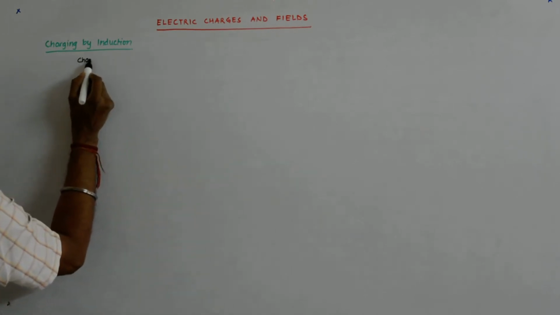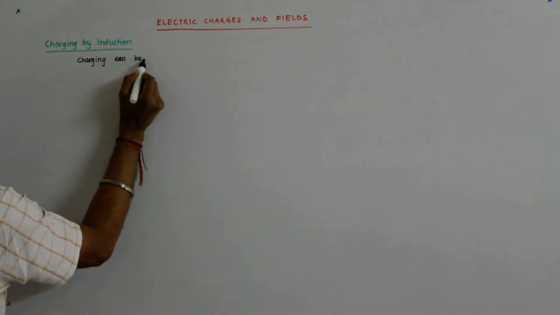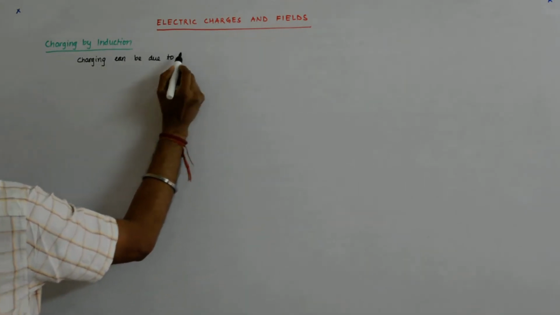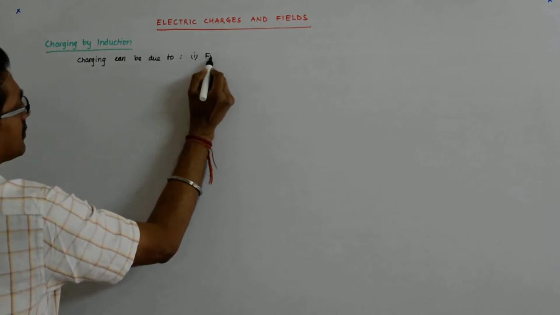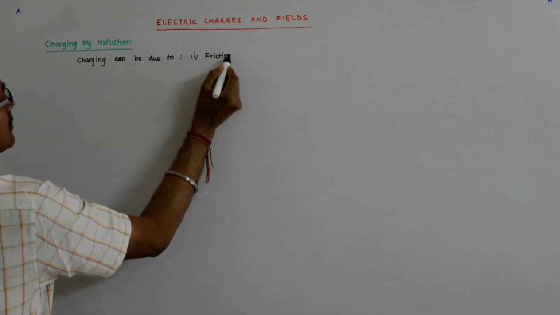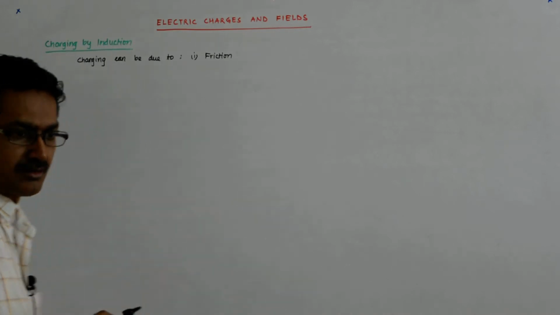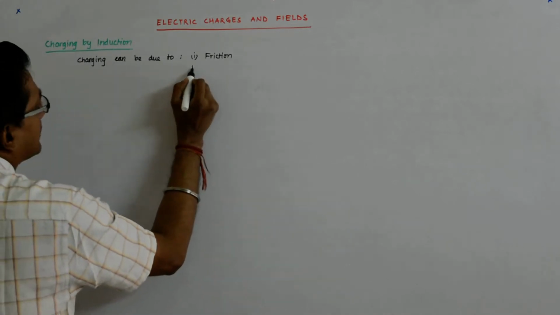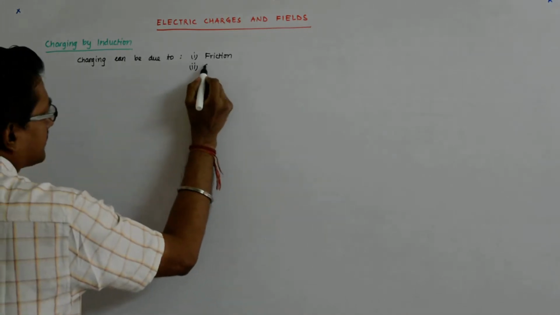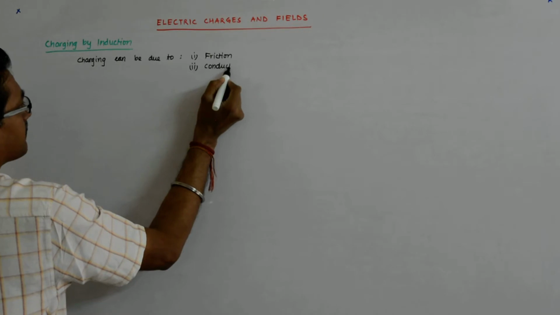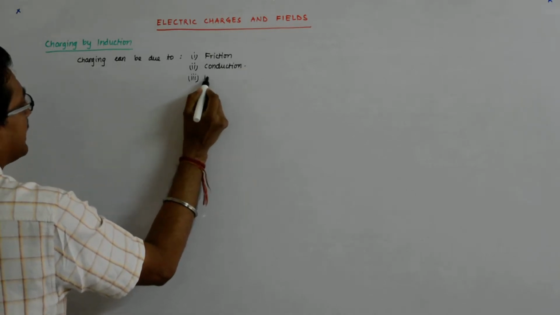Charging can be due to, number one, friction, which we have seen. Silk cloth rubbed on the glass rod, and the glass rod got charged. The second one is conduction. There is also something called induction.